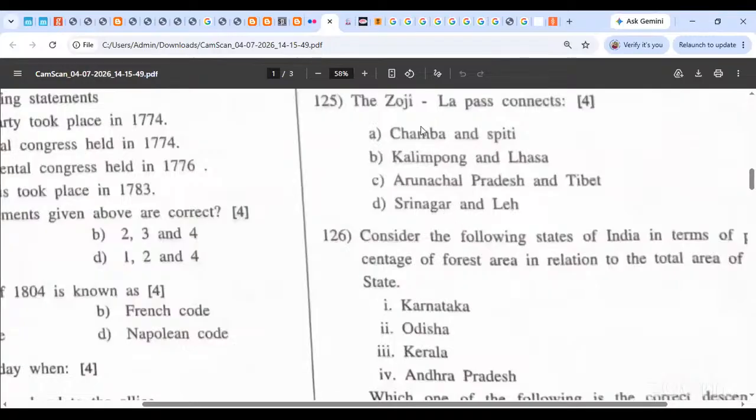Now, Zojila is a famous pass in the Zaskar Mountains. Now it is in the Zaskar Mountains, so clearly you're not looking at Himachal or West Bengal. This is West Bengal and Tibet, so you're not looking at that place, or Arunachal also. You're looking at the northern and western part of the Himalayas. So your only logical option is going to be Srinagar and Leh. It connects Jammu and Kashmir and Ladakh. That is essentially the Zojila Pass. You're looking to connect those two places.